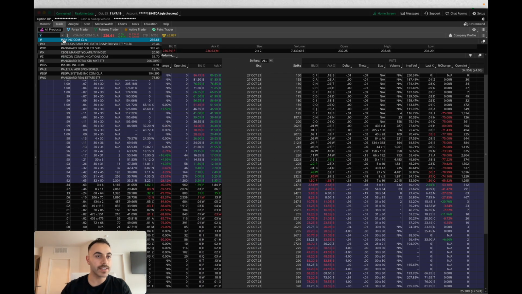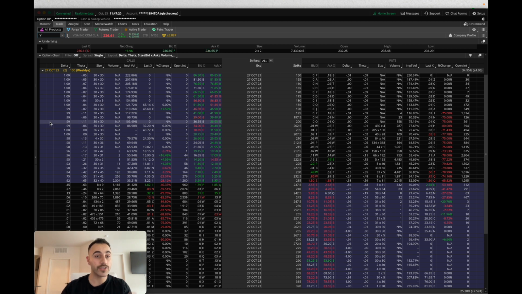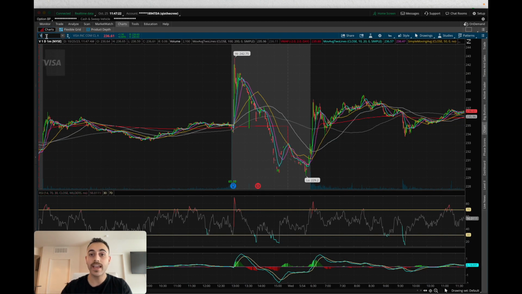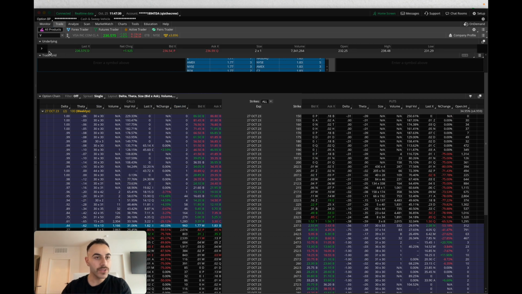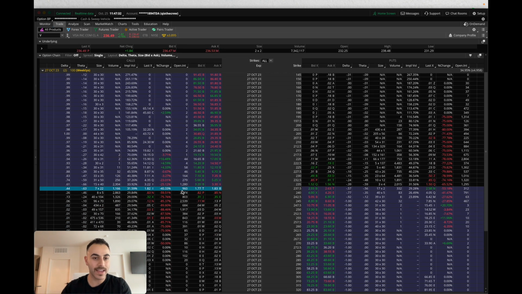So here in this case, let's look up Visa stock. Visa just reported earnings today, and although the stock is up about $2, you can see that the stock's calls are actually down anywhere between 39 to 40%. So many people are wondering, okay, so I bought calls, the stock went up, why are my calls losing value? And that's because the implied volatility got crushed.